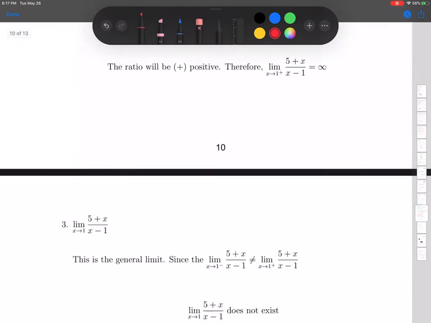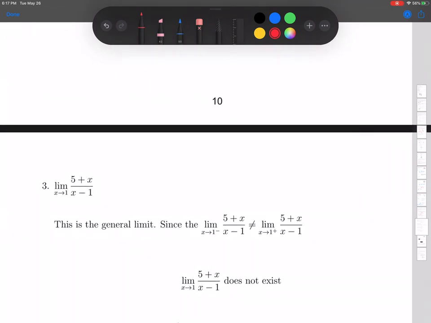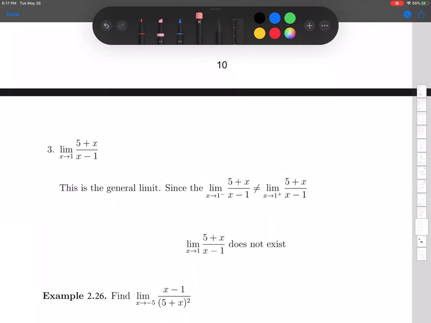Now, if you were to go on and ask what the general limit is, which I have here in step 3, I would say, hopefully you're saying this to yourself, it wouldn't exist. Why wouldn't it exist? Well, the left-hand side was going to one place, the right-hand side was going to a different place. They are not equal to each other, and therefore the general limit does not exist. Okay, so let's keep moving on.